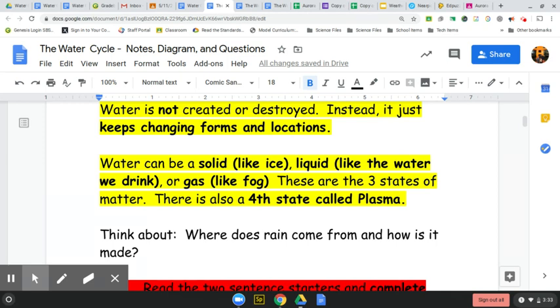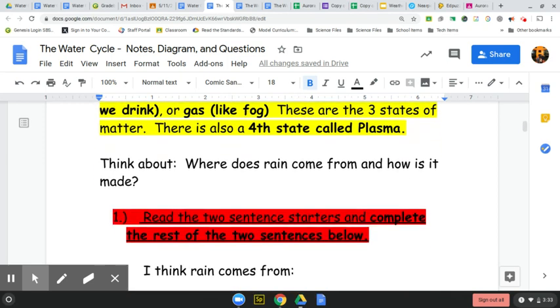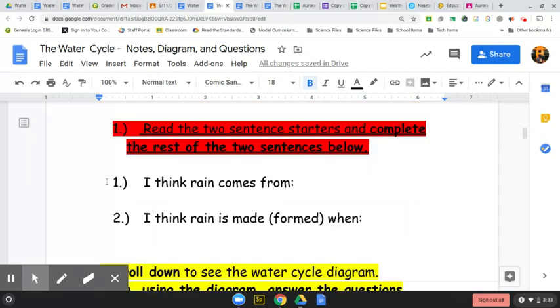So, your first task today dealing with the water cycle are a couple think about questions. The think about questions today are, where does rain come from? I'm sure we've all experienced rain. And how is it made? So, as you continue down, there's two spots here. Don't Google these, don't look them up. Just in your mind right now, complete the sentence and write down, I think rain comes from, and just write a little bit about where you think it comes from.